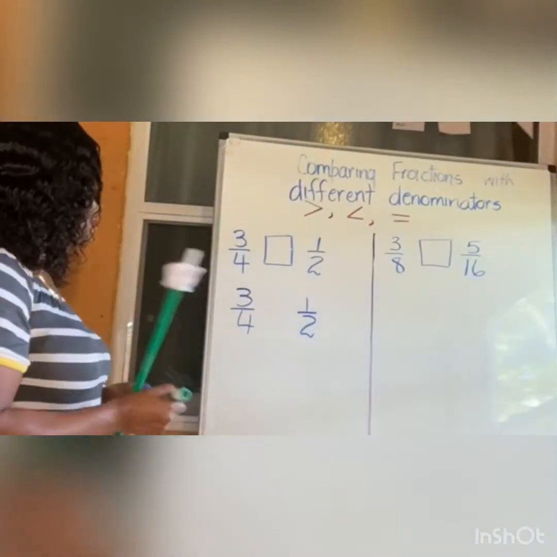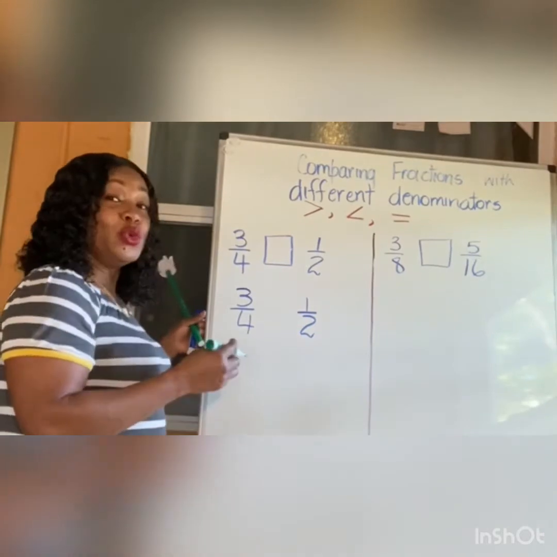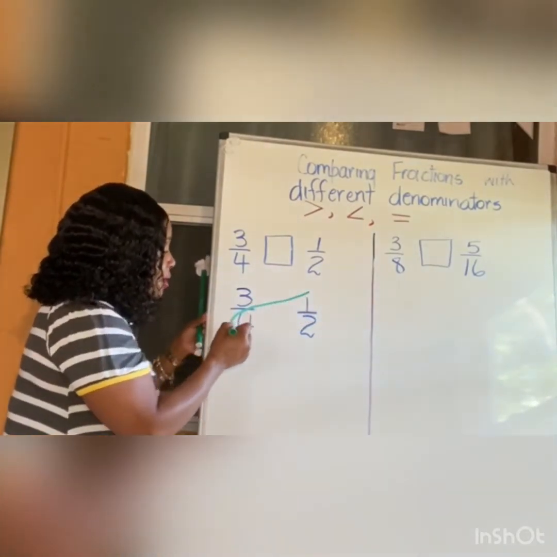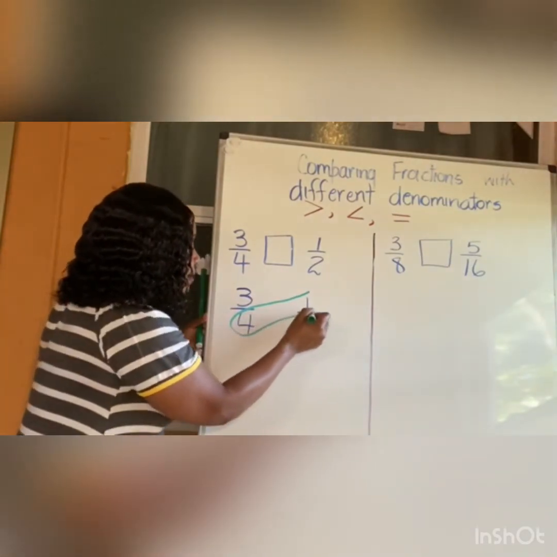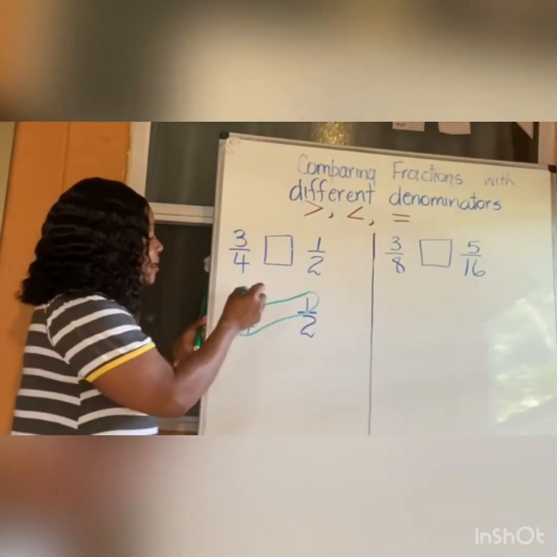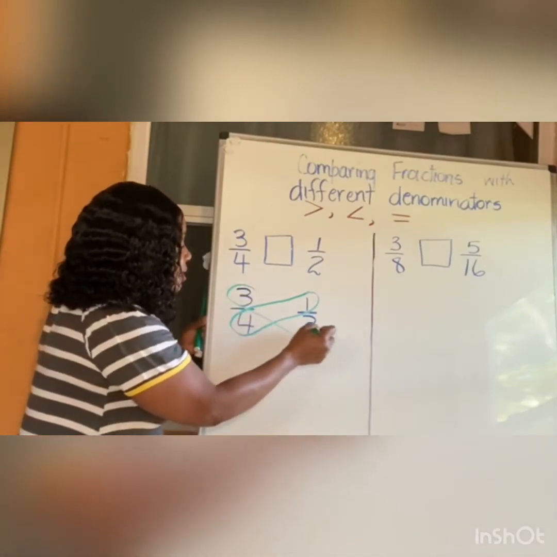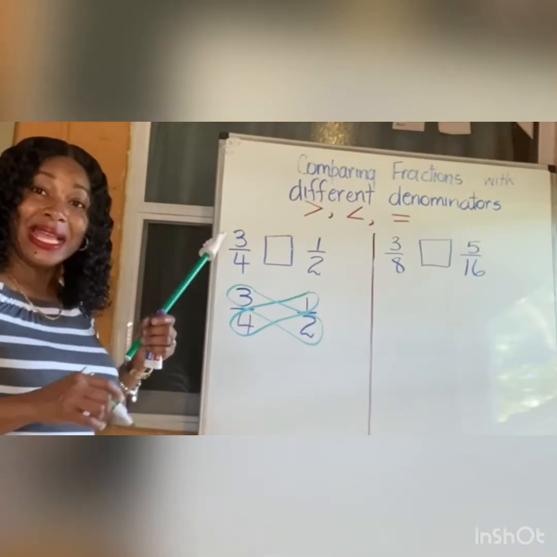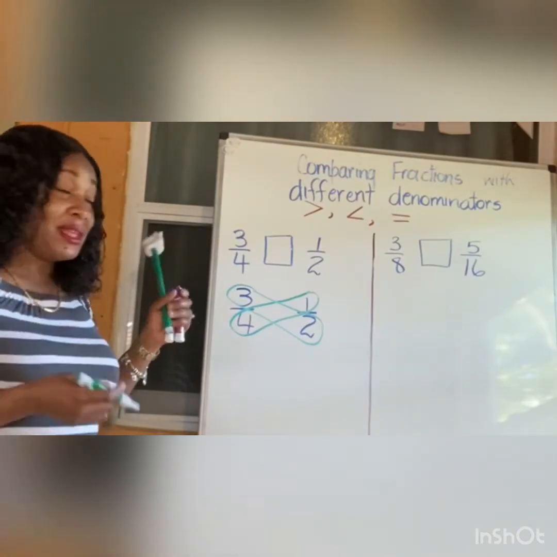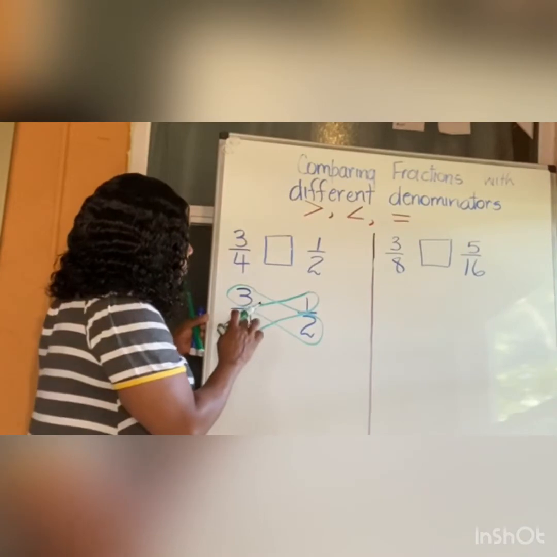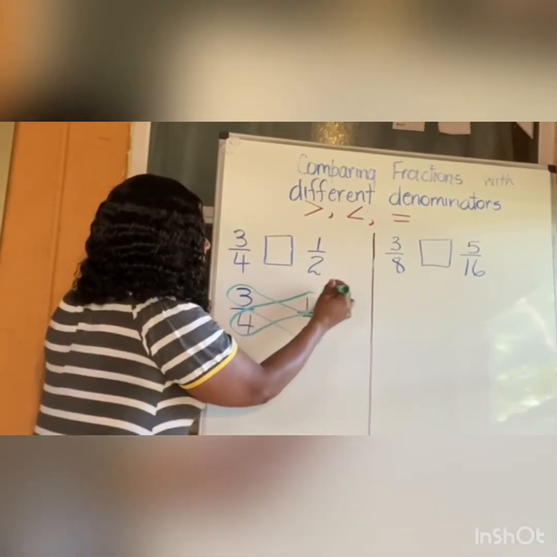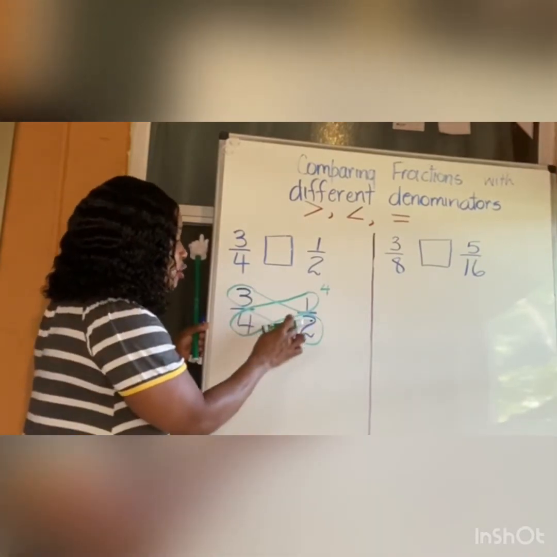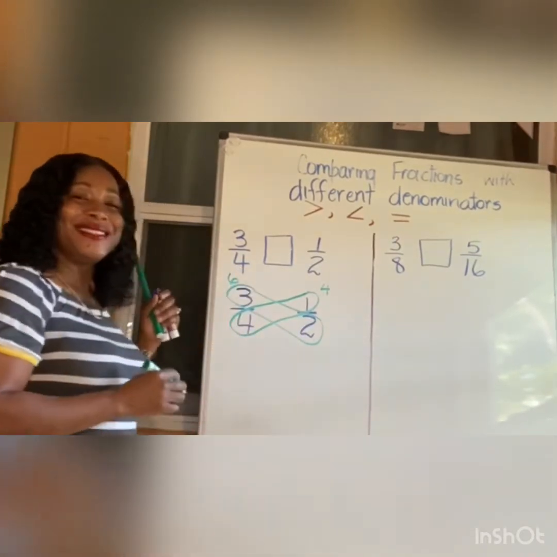Now I am going to use the butterfly method to figure out which one is greater and which one is less. Remember, when we do the butterfly method, we're going across. So this denominator times this numerator, and this numerator times this denominator. It's like cross multiplying, but we can call it the butterfly method just the same. So we multiply 4 times 1, and that gives us 4. Then we multiply 3 times 2, and that gives us 6.